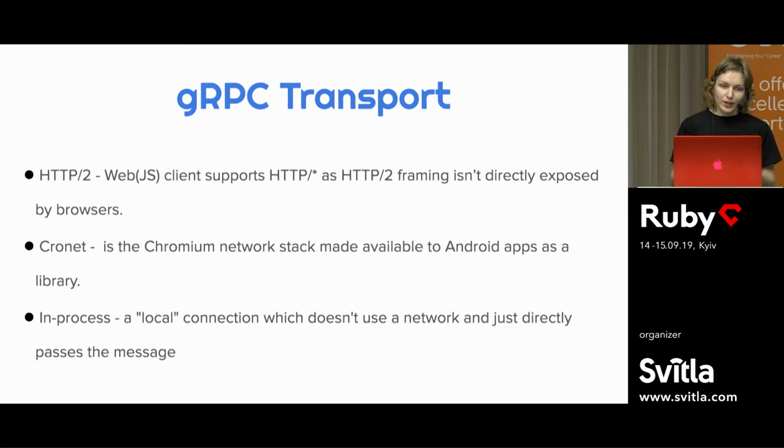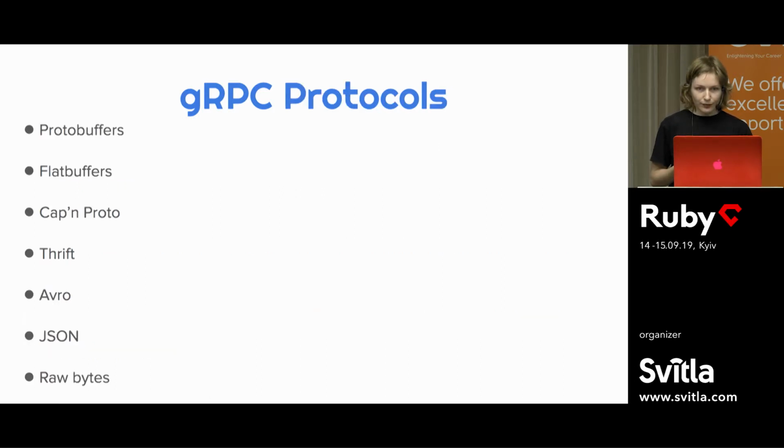The next one is Cronet. It's a Chromium network stack made available for Android apps as a library. And the last one is in-process. You can use it when in the same process you want to start the server and the client, and you can send the messages directly without encoding. And those are the gRPC transports. Next are the tools that help you to encode and to decode the messages. The default one is Protobuffers, next are FlatBuffers, Cap'n Proto, Thrift, Avro, JSON, and Ruby.